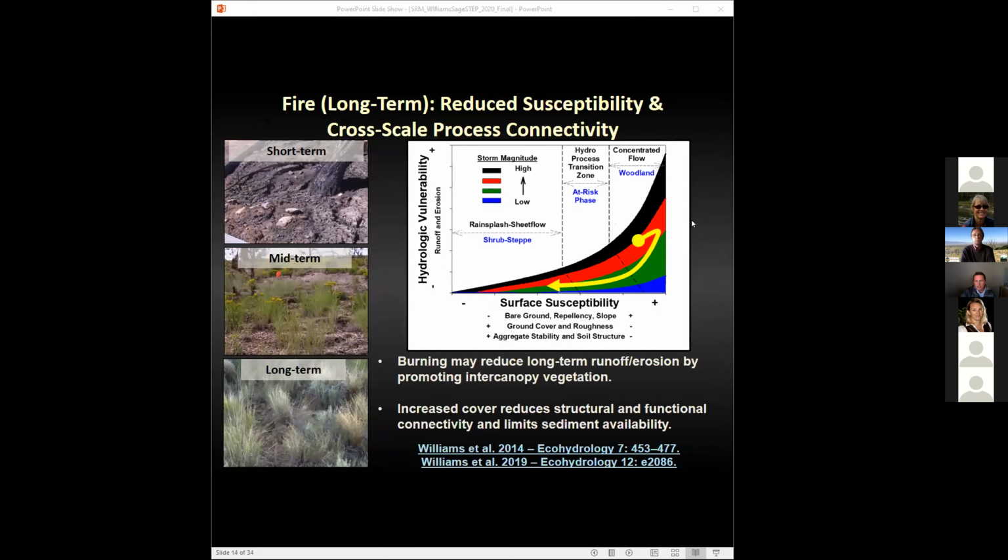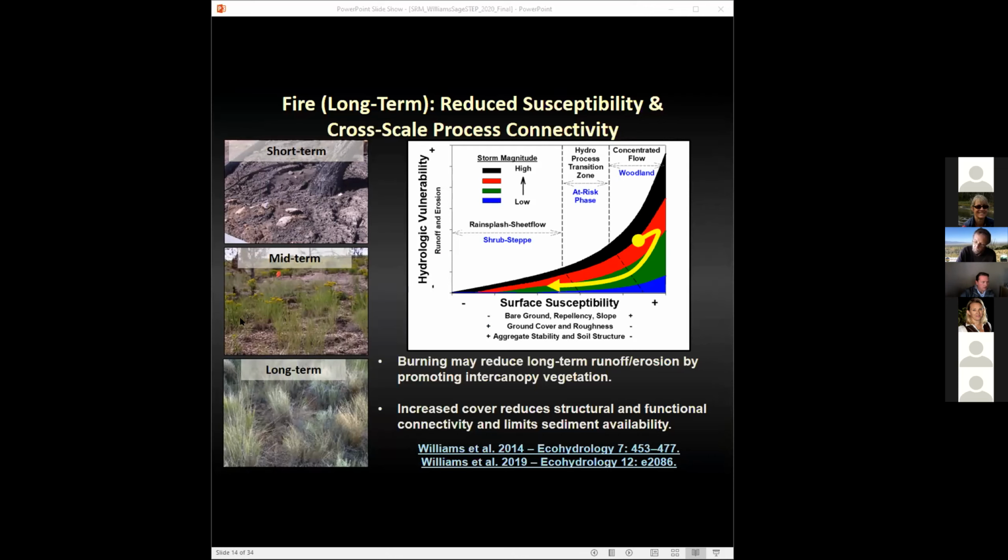So back to our conceptual model, we know that if we start over here in the phase 3 woodland in the graphic to the right, the big yellow circle, with fire we increased our susceptibility and hydrologic vulnerability in the short term, but the real question is what happens in the long term.